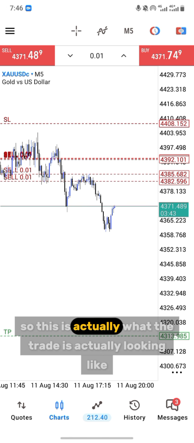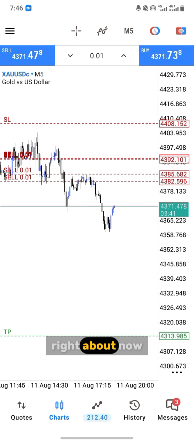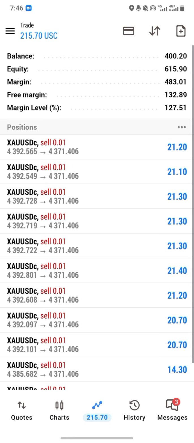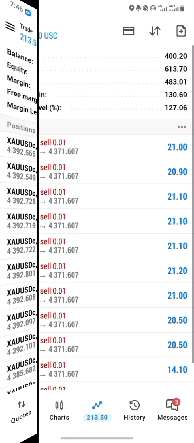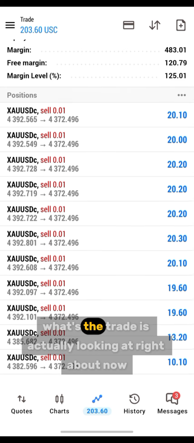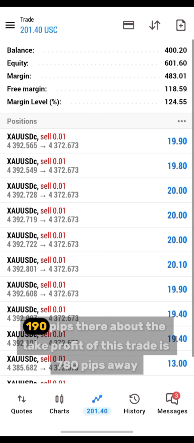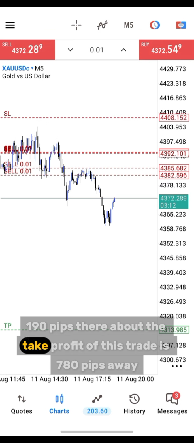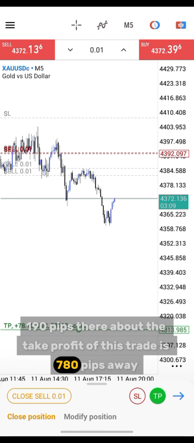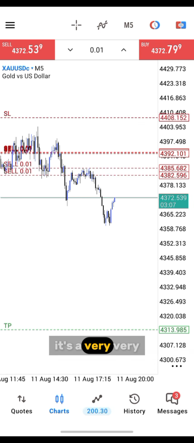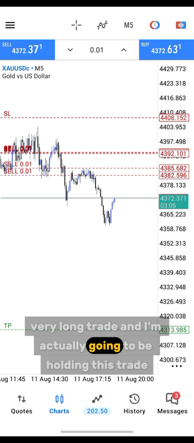So this is actually what the trade is looking like right about now. This is 200 pips, 190 pips thereabouts. The take profit of this trade is 780 pips away. It's a very, very long trade, and I'm actually going to be holding this trade.